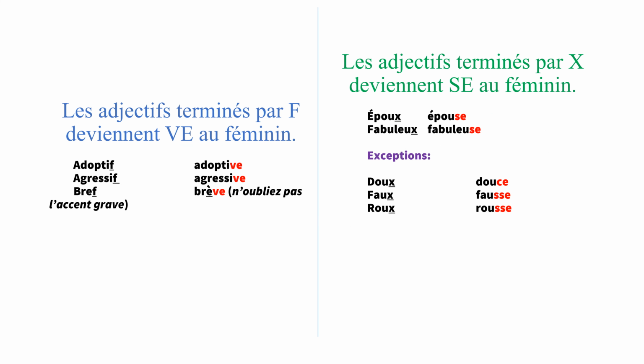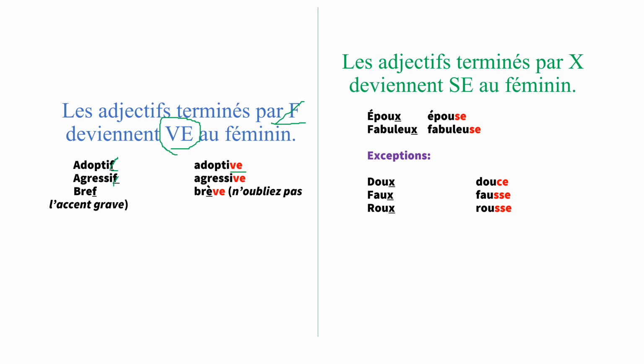Now, how about adjectives that end in F? To have their feminine form, we add VE. We eliminate the F and we replace it by VE. So, adjective ends in an F. The feminine one would be adjective. We eliminate the F and we add VE.